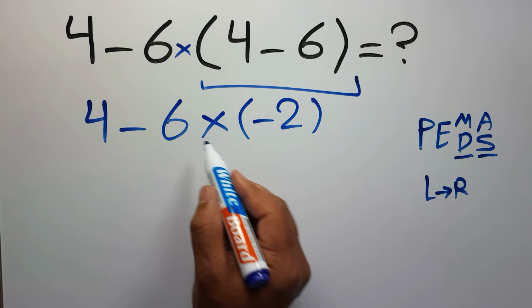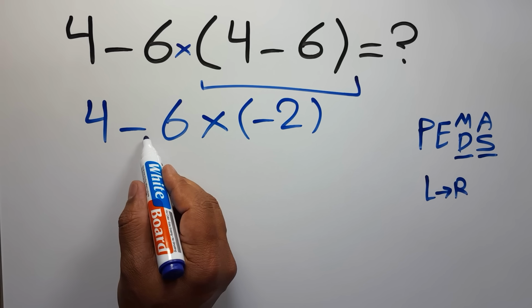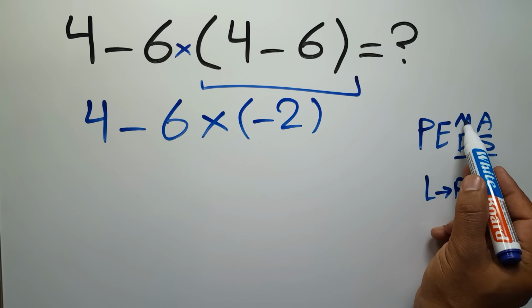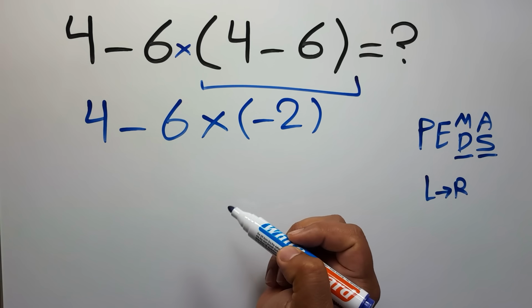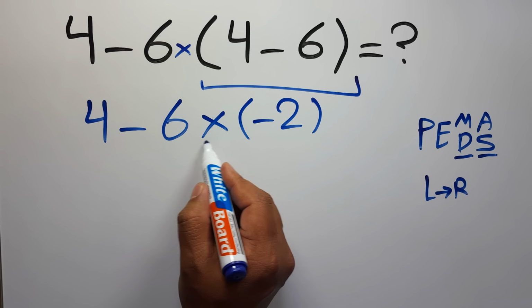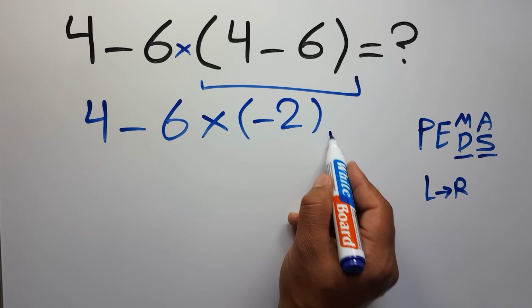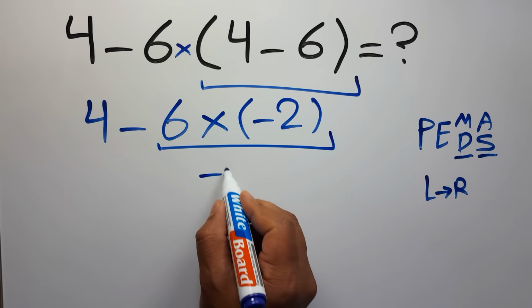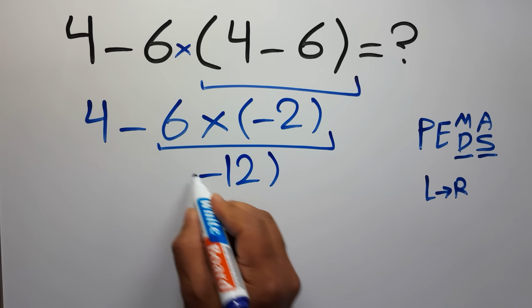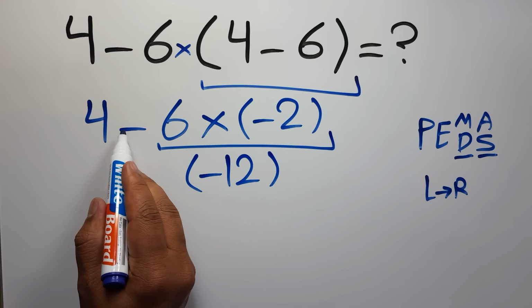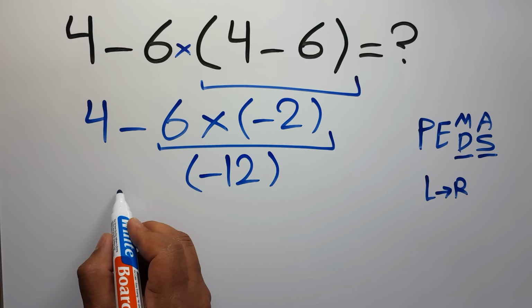According to PEMDAS, multiplication has higher priority than subtraction, because multiplication comes before subtraction. So here first we have to do this multiplication. 6 times negative 2 gives us negative 12. So we have 4 minus negative 12.